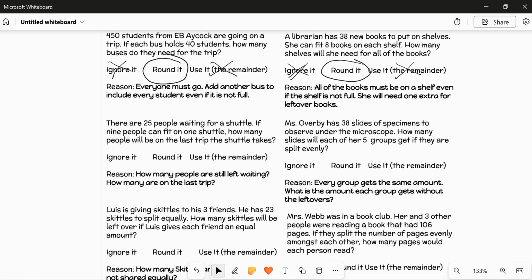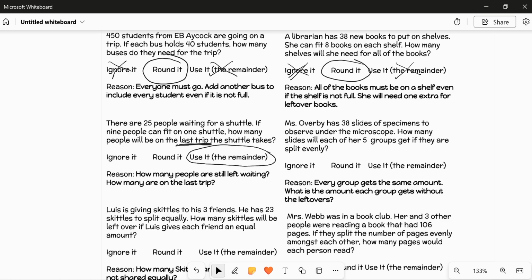The next example says there are 25 people waiting for a shuttle. If 9 people can fit on one shuttle, how many people will be on the last trip to the shuttle? When they ask for the remainder, it tends to be the easier one to point out based on some of the keywords, such as when they ask how many people will be on the last trip. This lets us know that they're looking at the remaining amount.